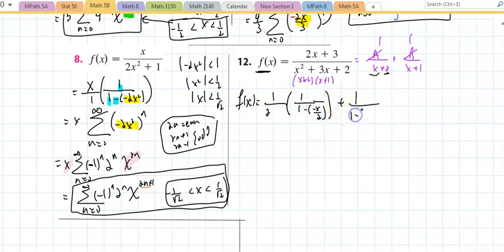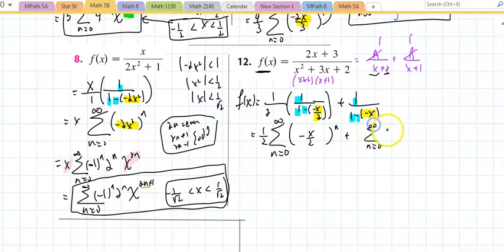And the second piece is simply 1 minus a negative x. So this is 1/2 the series n equals 0 to infinity of, since all of these match again, all I have to do is worry about that piece and say that is negative x over 2 to the n. Plus, this is going to be the series n equals 0 to infinity of negative x to the n. So that is 1/2 the series n equals 0 to infinity, negative 1 to the n, x to the n over 2 to the n.